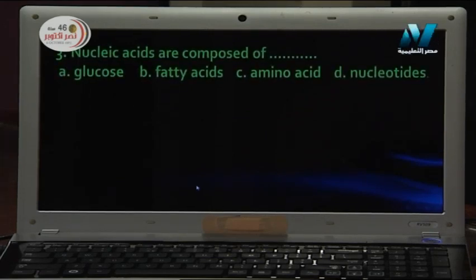Nucleic acids are composed of glucose, fatty acids, amino acid, nucleotide. دلوقتي النيوكليك acid ده بوليمر. ايه المونيمر بتاعته؟ الجلوكوز ده المونيمر بتاعت مين؟ الكربوهيدرات. الفاتي اسيد المونيمر بتاعت الليبيدز. الامينو اسيد المونيمر بتاعت البروتين. اما نيوكليوتايد هي المونيمر اوف nucleic acid. Suitable answer here will be a nucleotide.